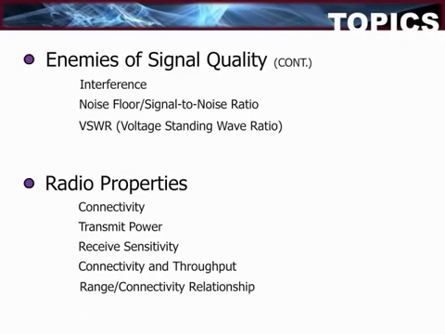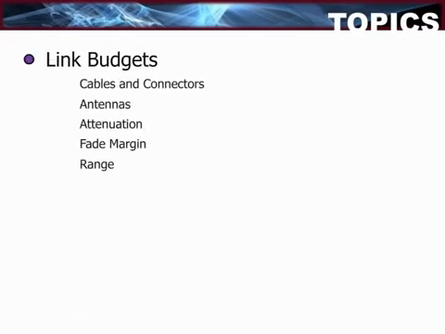Transmit power and receive sensitivity both play a significant role in the range of a link and can actually depend on the connectivity of the link. Connectivity and throughput are two different quantities, and it is very important to distinguish between the two when estimating the capacity of a network. Since connectivity affects both transmit power and receive sensitivity, it heavily influences how much range a link can achieve. Link budgets take into account everything that is involved in sending and receiving the signal.